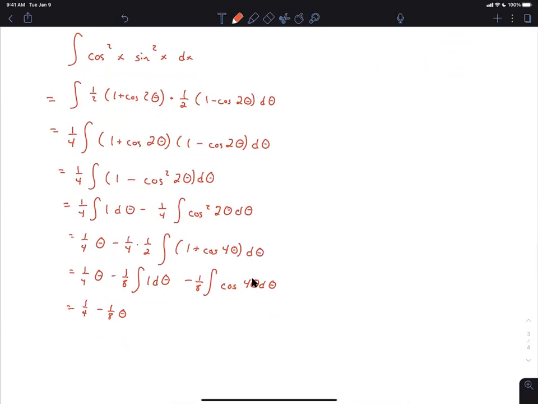And then this is a quick u substitution where u is 4 theta. So du is 4 d theta, which means we need a 1/4 outside. So we get 1/4 theta, and we get 1 over 32 sine of 4 theta plus c, and then 1/4 minus 1/8 is 1/8. So we get 1/8 theta minus 1 over 32 sine of 4 theta plus c, and that will be the answer here.